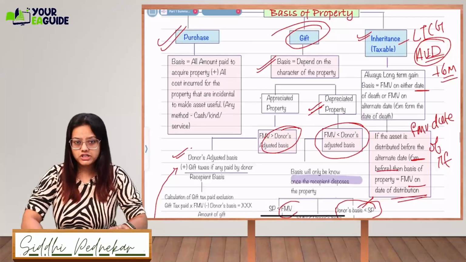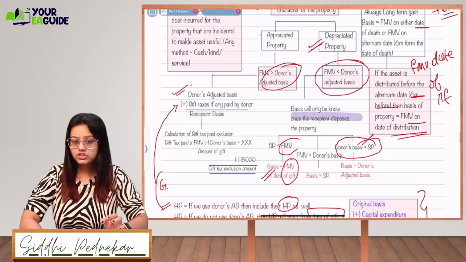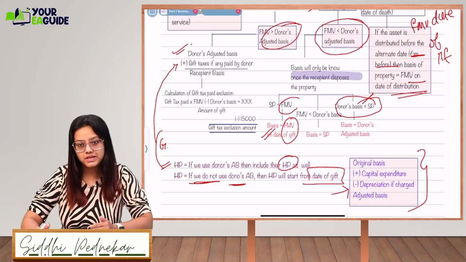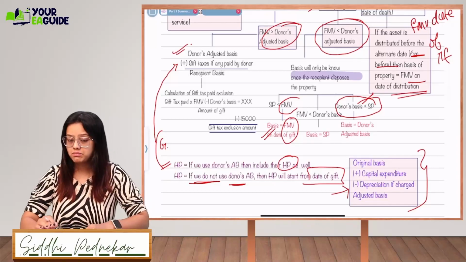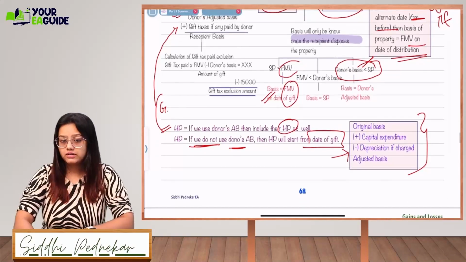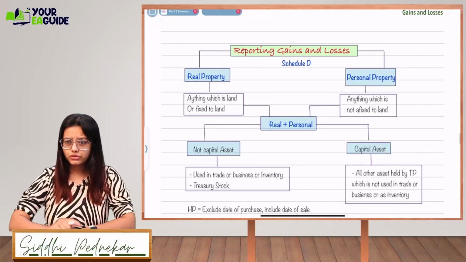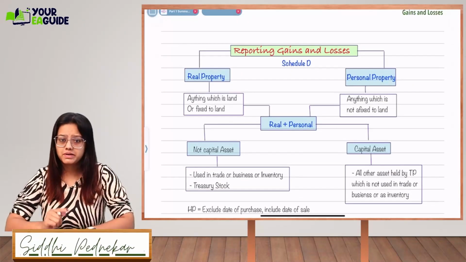Okay, for purchase it's normal, the holding period will start from the date you bought the asset. In gift, the holding period will start depending on which basis you are using. So that is why the importance of basis is there in 2-3 different criteria. To understand that, you need to first figure out what the basis of the property is.